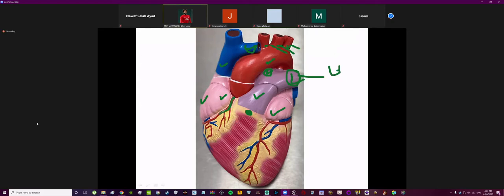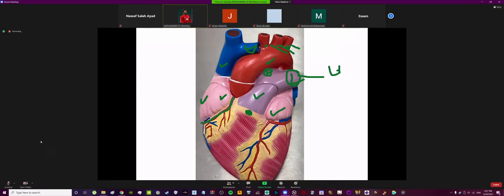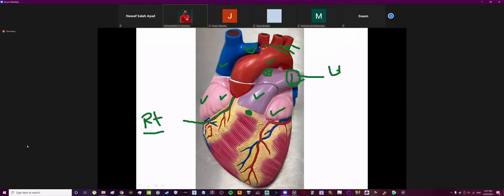What is the name of this artery? Right coronary artery. Yes, this is a branch from the ascending aorta. Please try to specify: right coronary, branch from the ascending aorta.